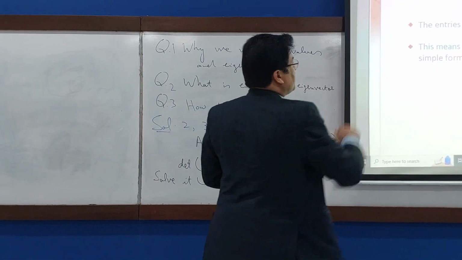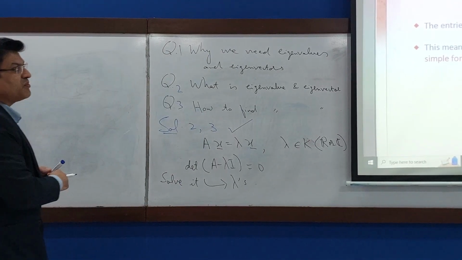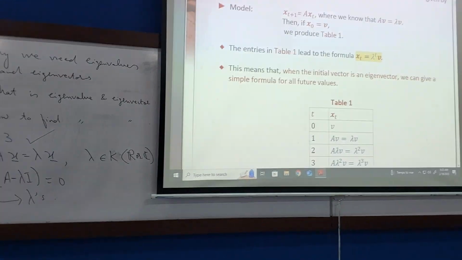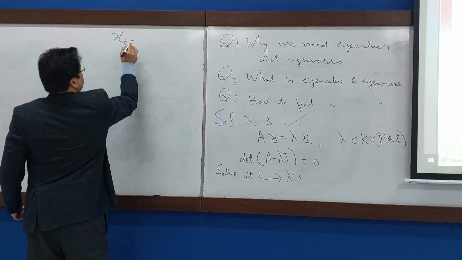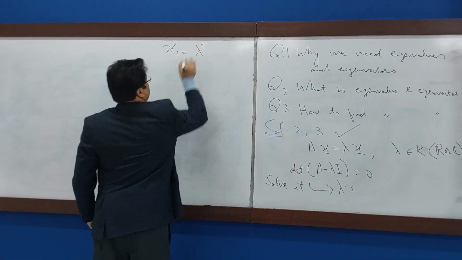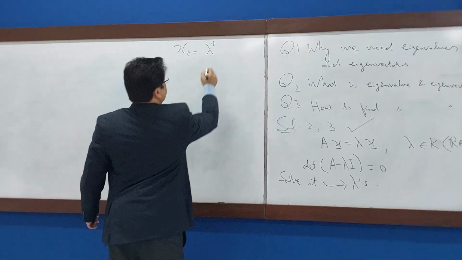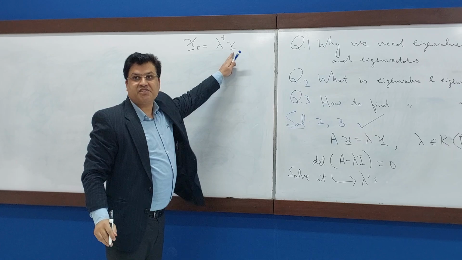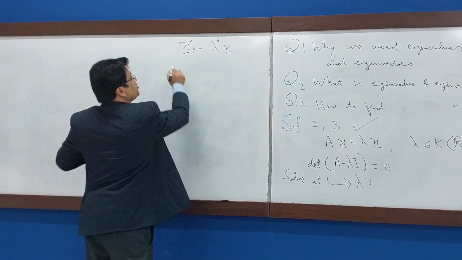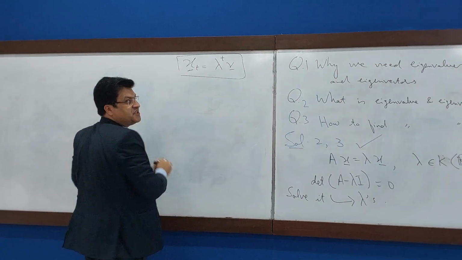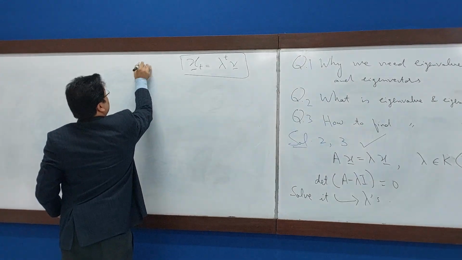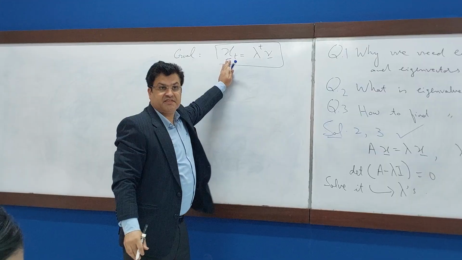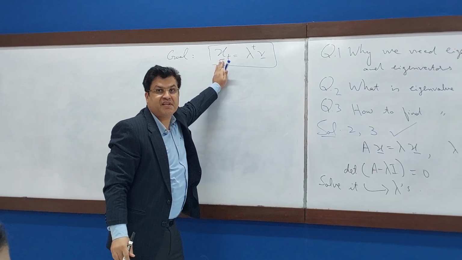Okay, so let me try to find out what's going to happen. The formula that we are going to establish is written in the yellow color. And what is that? x t is equal to lambda to the power t times a vector v. So this v vector is actually the eigenvector. We are going to establish this formula. This is our claim or goal. So now what is this saying? This is saying the importance of eigenvalues and eigenvectors.